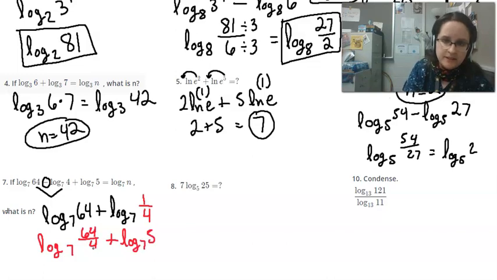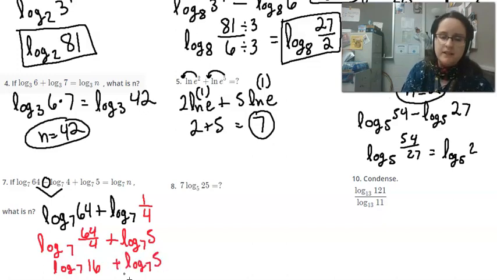Okay, 64 divided by 4 is 16. So we have log 7 of 16 plus log 7 of 5. We're adding the logarithms with the same base, so we can multiply the two arguments together, 16 times 5.